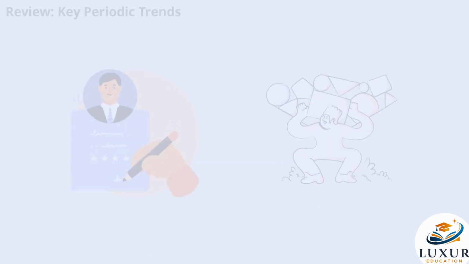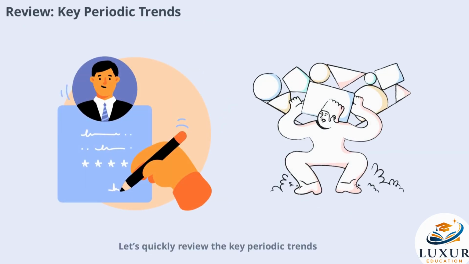Let's quickly review the key periodic trends. Atomic radius decreases across a period and increases down a group. Ionization enthalpy increases across a period and decreases down a group. Electronegativity follows a similar pattern. Electron gain enthalpy becomes more negative across a period and less negative down a group. These trends are central to understanding chemical reactivity and bonding.